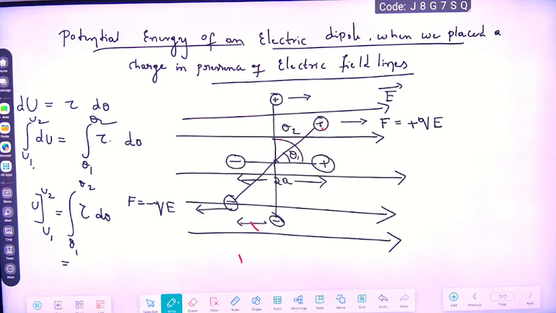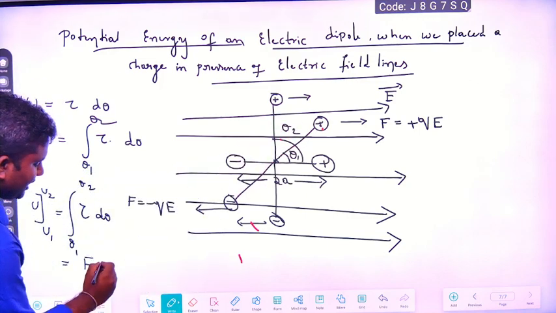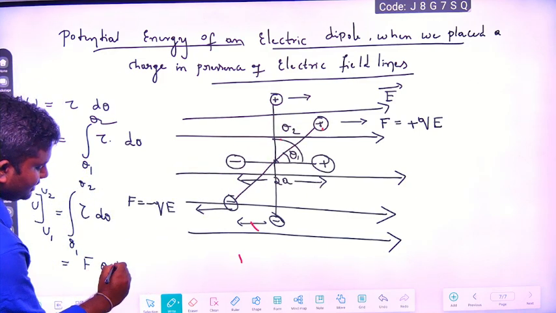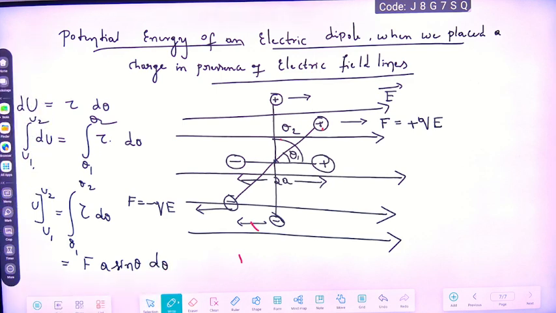Torque is equal to F into r sine theta, right? Torque is a vector. So it is F into r, which is F A sine theta d theta, which gives U2 minus U1. So you take the upper limit first minus the lower limit.